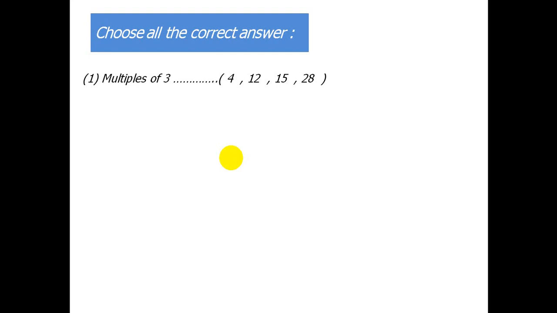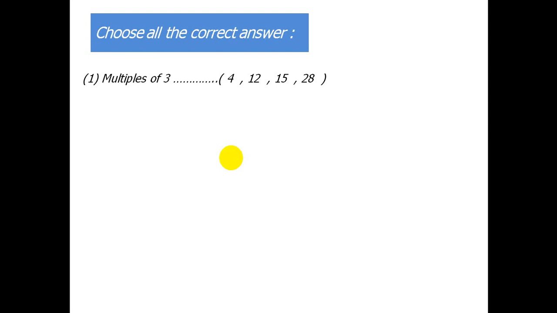I have 12. Okay, let's remember. I have 12 inside table 3, but as a result. So I will search for 12 as a result inside table 3, because the multiples of any number are the results or the products of its table. So here the multiples of 3, look at 12. I have 12 inside 3.